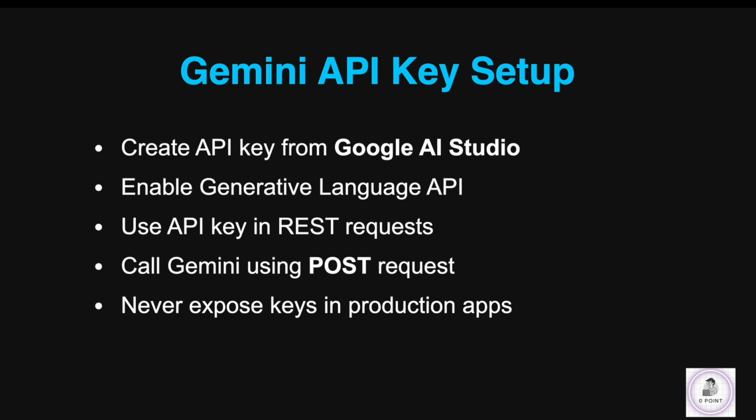Firstly, we need to register our project on Google AI Studio, and after that we need to create an API key, because for every request we need to pass the API key, and only then can we get the response from Gemini, and then showcase that response over the chat screen. Okay, so there is one guideline which I have written here: never expose keys in your production app.